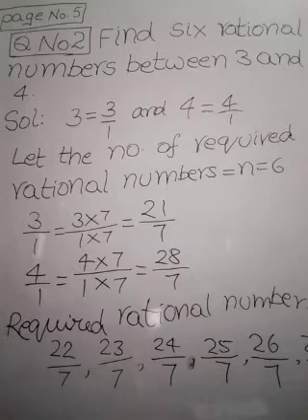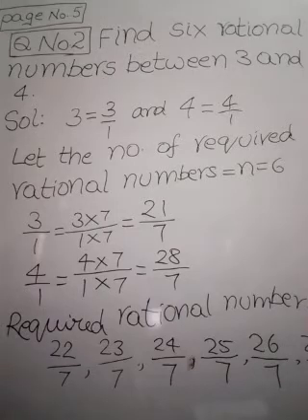So, my dear children, while you are writing, while you are finding the required rational numbers between the given two rational numbers, follow these steps. I will repeat the steps. What are the steps to be followed? First of all, we have to convert the given two fractions into like fractions if they are not like fractions.